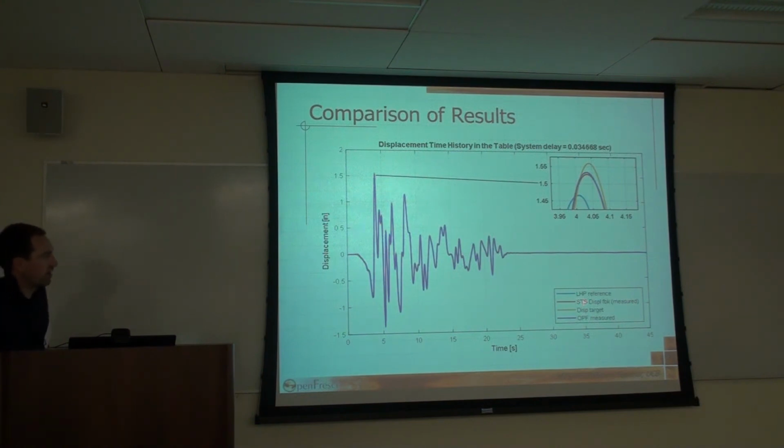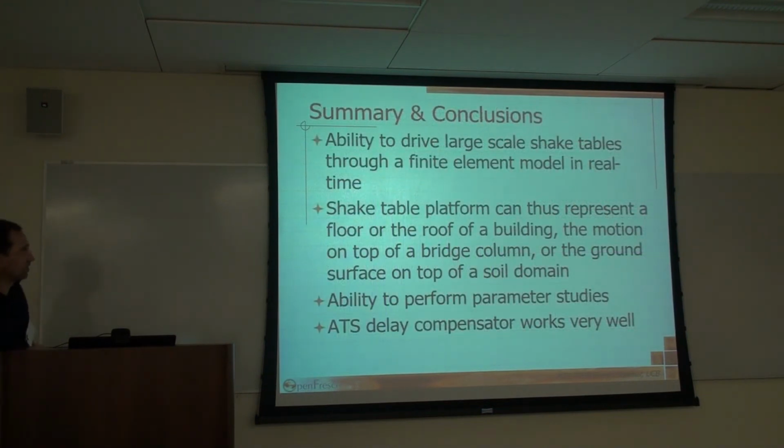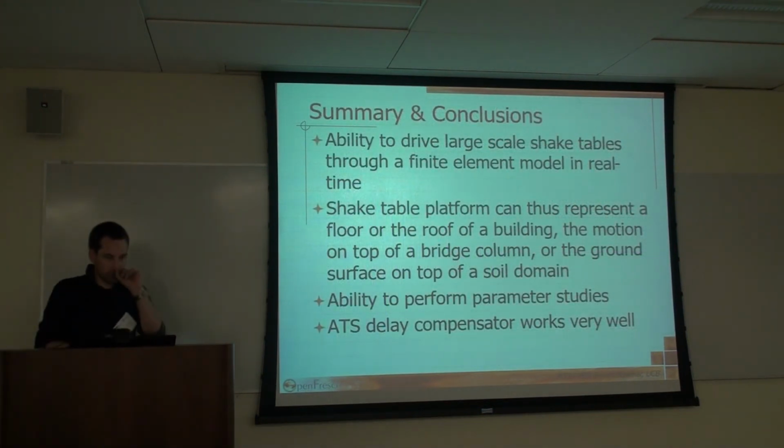We can also compare different reference signals of the shake table, and by doing this we can see what the ATS, we were using ATS again on this whole thing, is doing to predict something that is a little shifted and has slightly higher peaks, to compensate for delays and or undershoot. So, summary and conclusions.